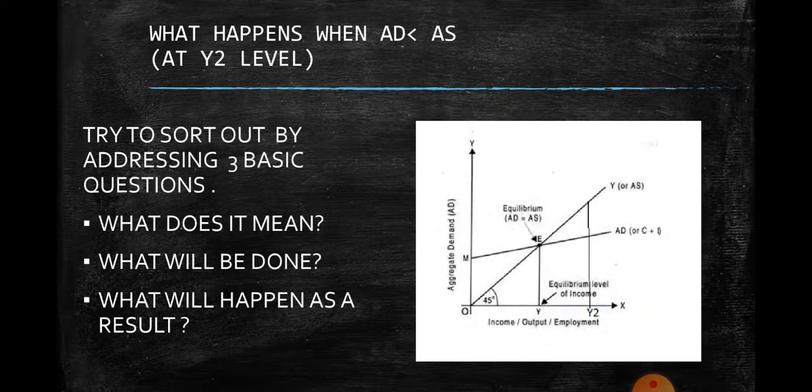What happens when AD is less than AS? Again, it means that what all consumers are planning to buy is less than what all sellers are planning to sell. What will happen because of this? Because of this, there will be an unplanned increase in the inventory. And due to this unplanned increase in the inventory, producers will cut down the production, as a result of which income will decrease and employment will also decrease, and equilibrium will be restored at point E.